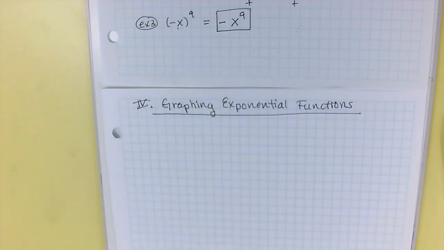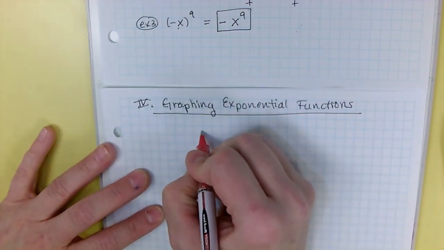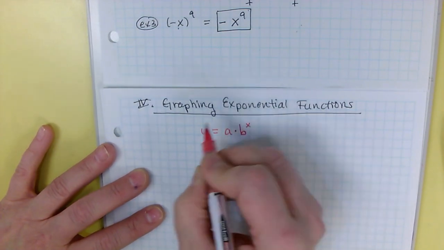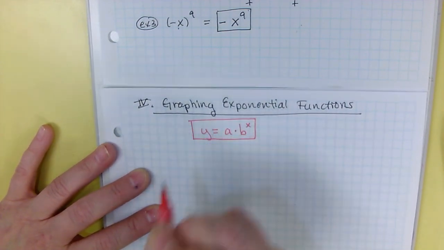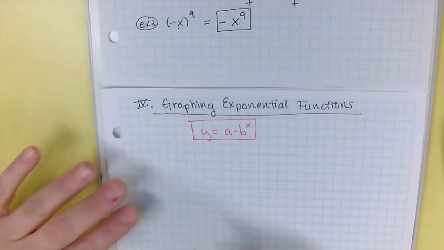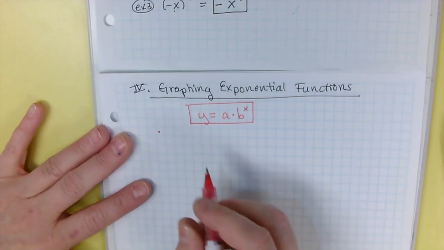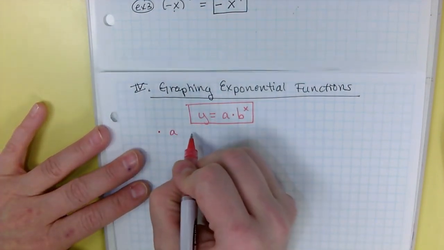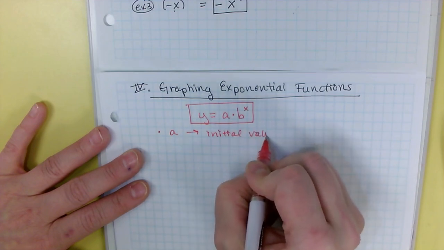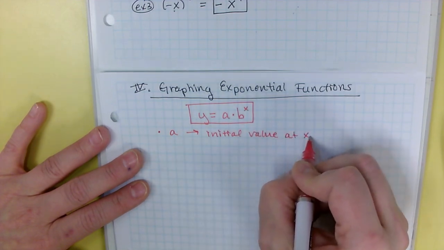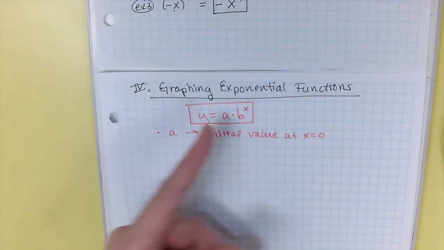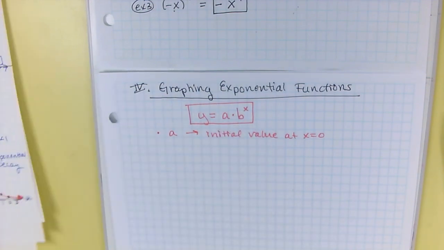Okay, the generic form of an exponential function is y equals a times b to the power of x. In this formula, the a is what we call the initial value. It's whatever happens at x equals 0, because if x equals 0, b to the 0 is 1, you always get a. So a is the initial value.